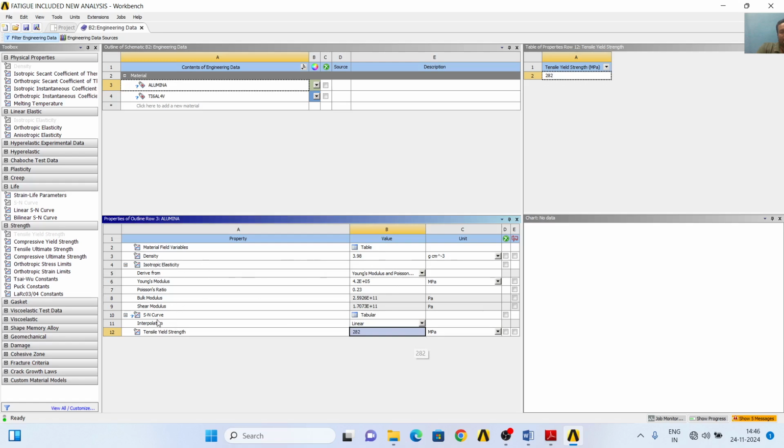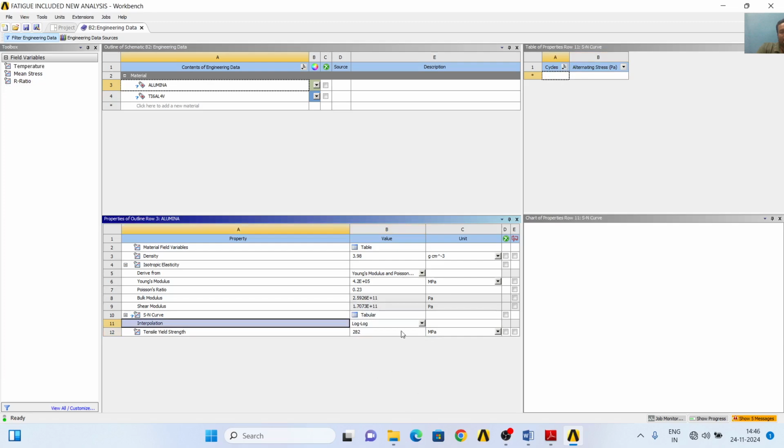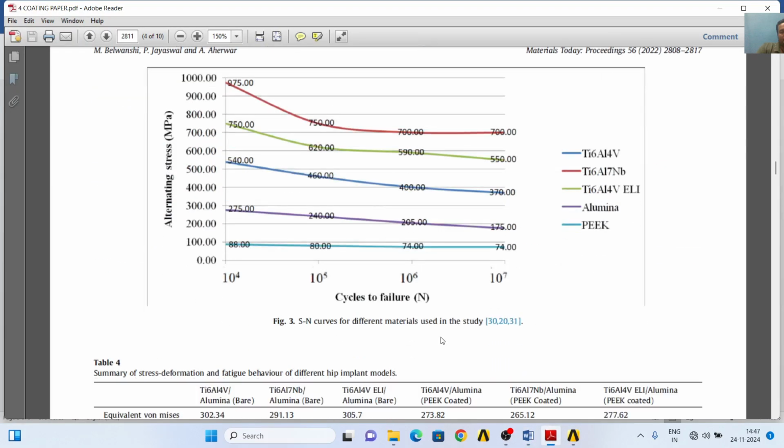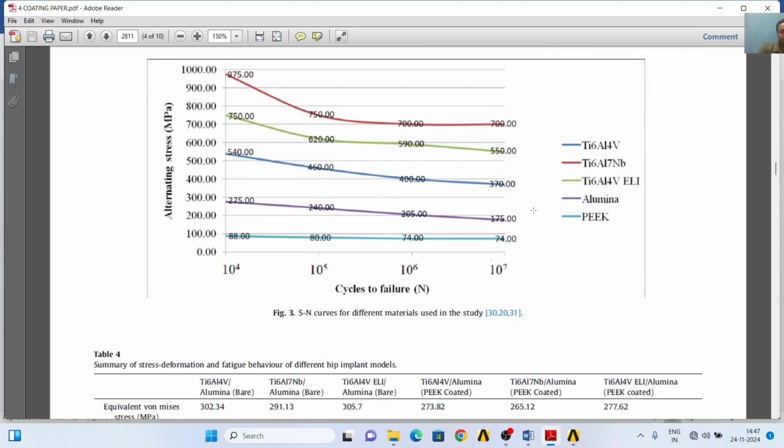One thing left is the SN curve. I will go to tabular and change the interpolation to log log, and we will give the properties of alumina. These are the properties of alumina for 10 to the power 4 to 10 to the power 7 cycles. There are alternating stresses and there are cycles to failure.